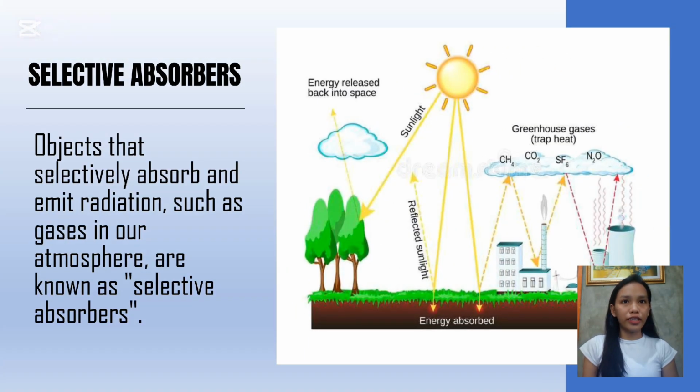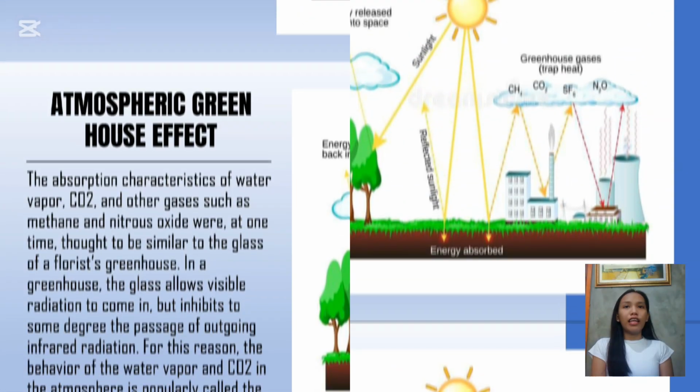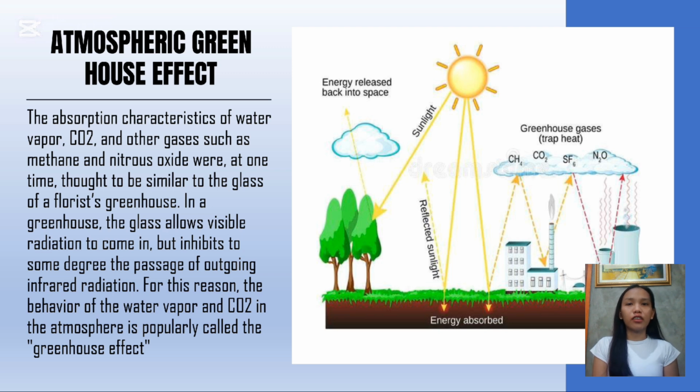So the second one is the selective absorber. So the selective absorber is that objects that selectively absorb and emit radiation such as gases in our atmosphere. So ang selective absorbers, from the word itself selective, ang iya tag-absorb tapos tag-emit na radiation is selective da. Last is the atmospheric greenhouse effect.